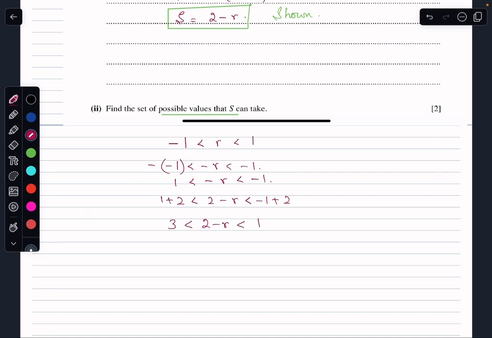Or in other words, I can say that 1 is less than 2 minus r, which is less than 3. Or for the set of possible values that s can take, I can say 1 is less than s, which should be less than 3 here. So this is going to be the answer for the set of possible values of sum to infinity.